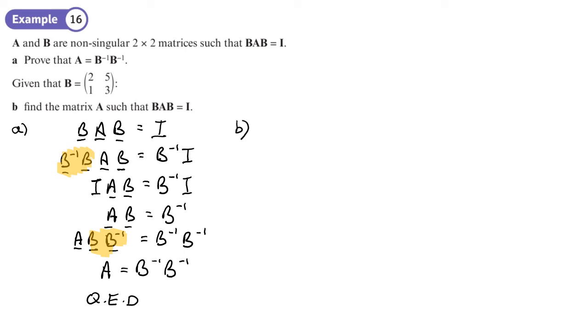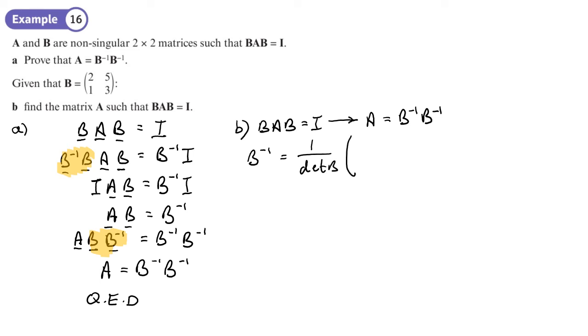Part B: given that B equals that matrix, find the matrix A given that BAB equals the identity. Now, we've just proved something, haven't we? We've proved that BAB equals the identity, which tells us that A equals B inverse B inverse. So actually we're going to use the second statement to work out what A is. A is equal to B inverse times itself. So let's find B inverse. B inverse is equal to 1 over the determinant of B times the matrix with elements A and D swapped and B and C signs reversed.